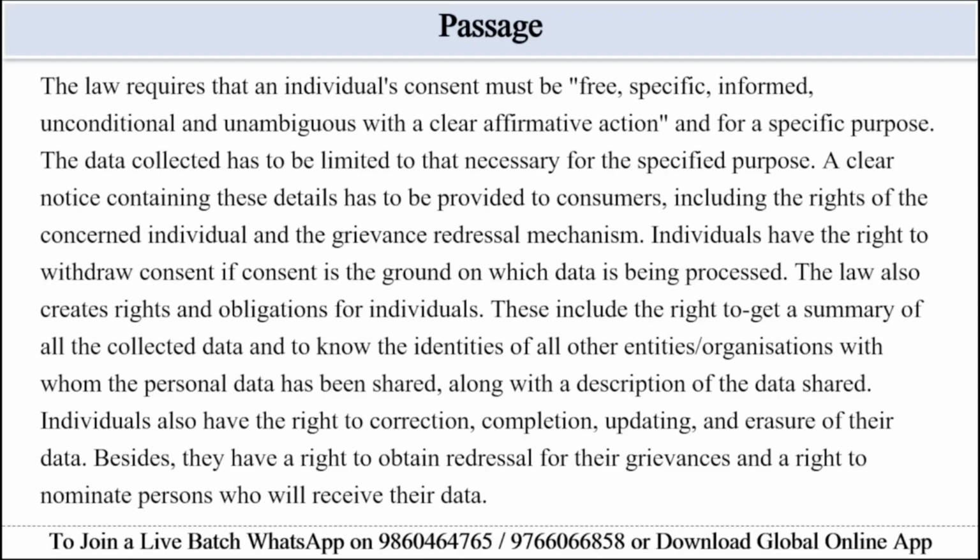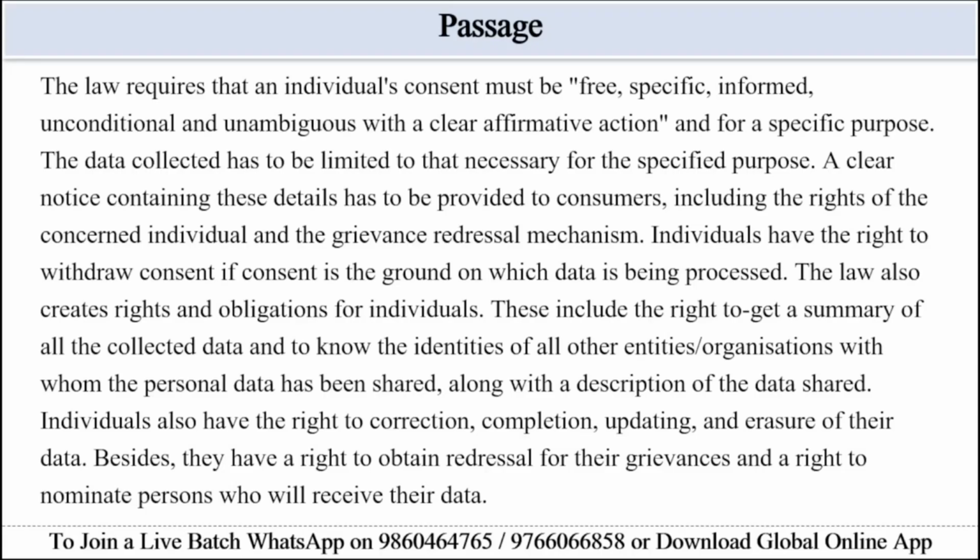The data collected has to be limited to what is necessary for the specific purpose. A clear notice containing these details has to be provided to consumers, including the rights of the concerned individuals and the grievance redressal mechanism. Individuals have the right to withdraw consent if consent is the ground on which data is being processed. The law also creates rights and obligations for individuals.